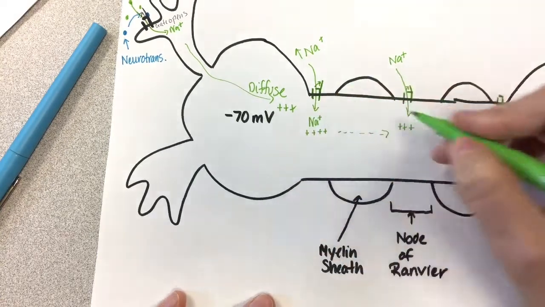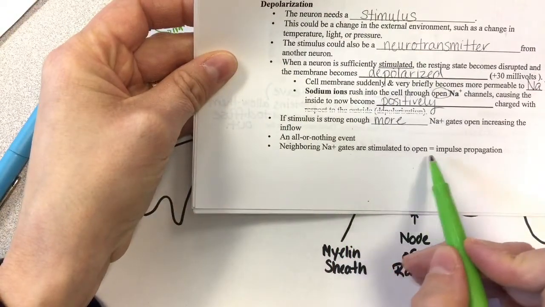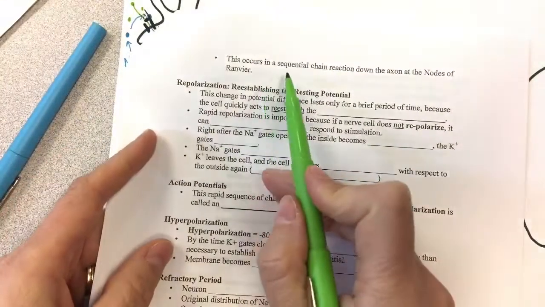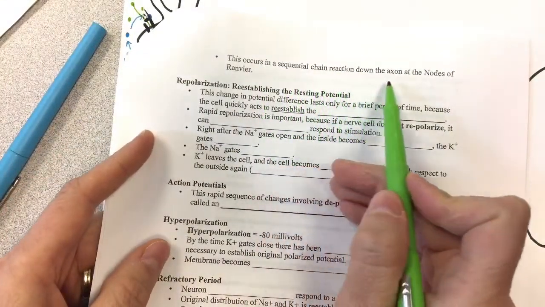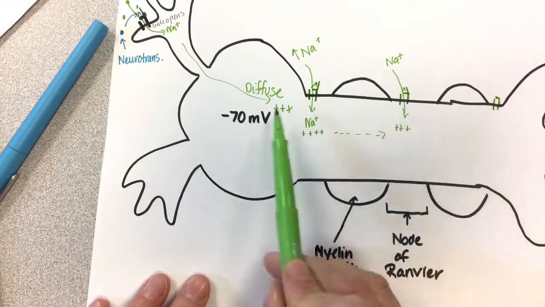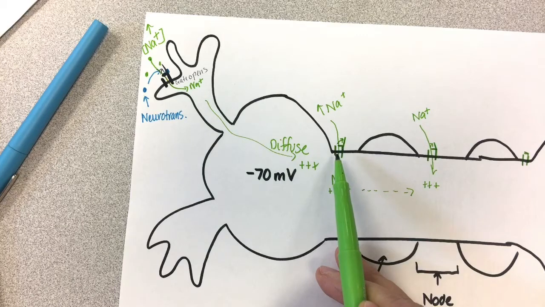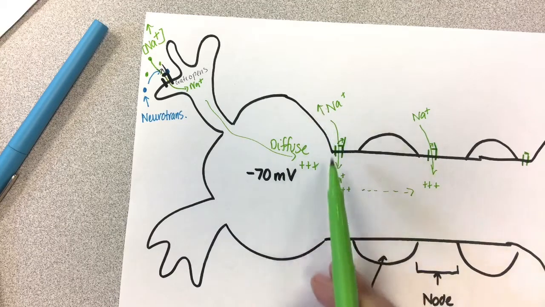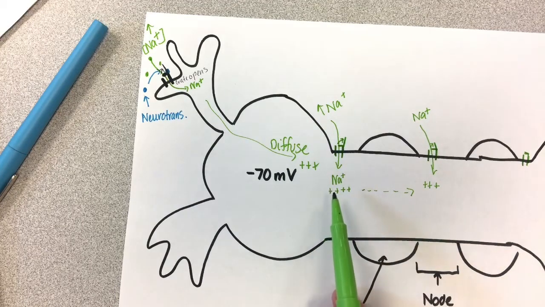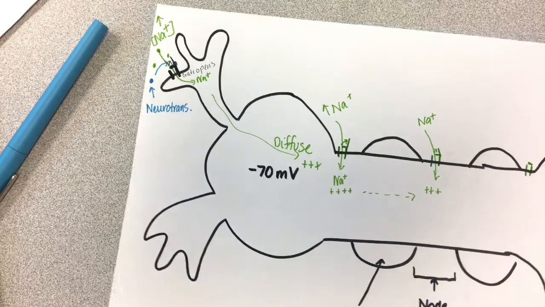All right, and so that's what we just talked about when I said that the sodium gates are stimulated to open equals impulse propagation. This occurs in a sequential chain reaction down the axon at the nodes of Ranvier. That's what's going on here. So it opens here first. Charge difference causes this voltage-gated ion channel to open. Influx of sodium here, the positive charge here, causes the next one to open, and so on and so forth.